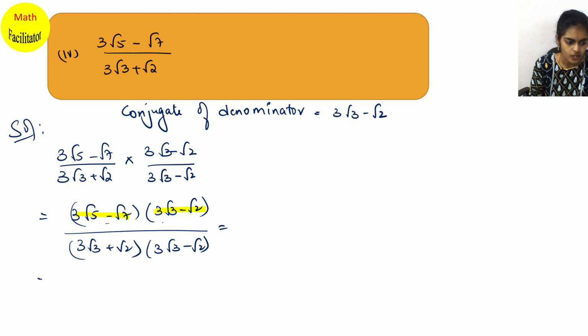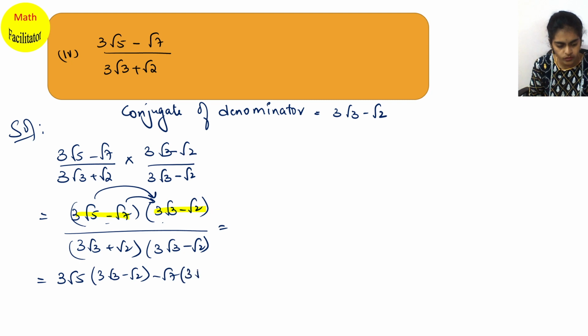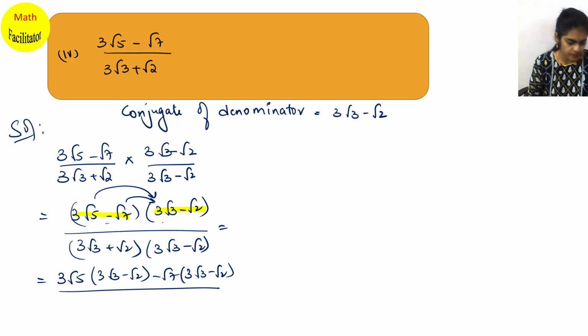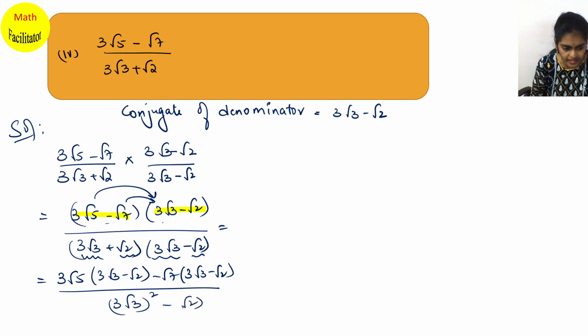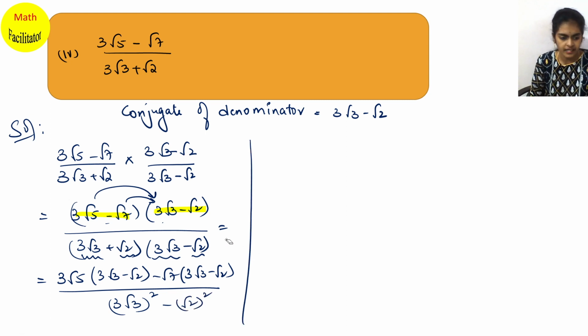So what shall we do? So here you will multiply it as 3 root 5, see, 3 root 5 into this entire thing, 3 root 3 minus root 2, and again minus root 7 into this entire 3 root 3 minus root 2. Okay, because they are not same. Clear? Whole divided by, here you see denominator is a plus b into a minus b. So can you write as a square minus b square? Now by now you should have understood how to write a square minus b square. So I am directly writing it, right? So now let's proceed. So the numerator, now what will you do?